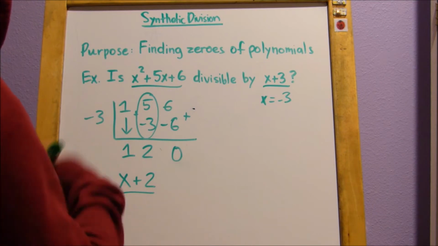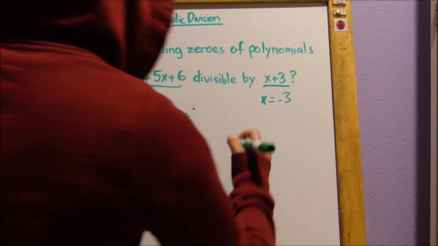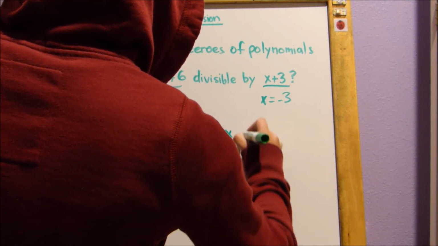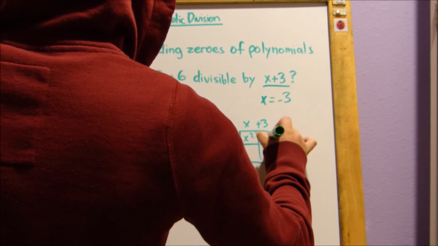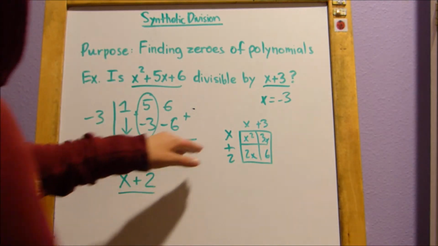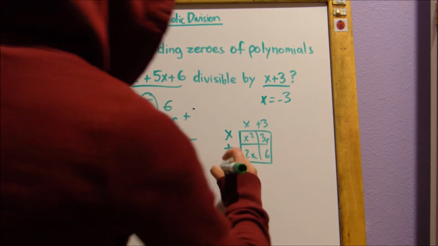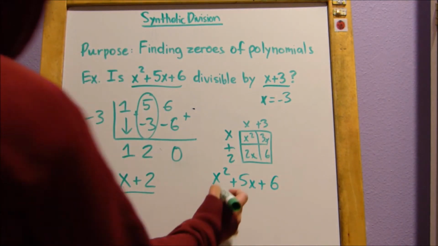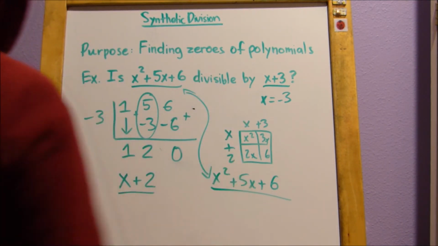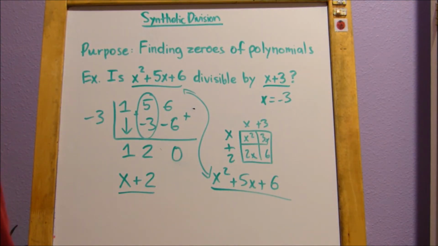So now we can double check to make sure that x squared plus 5x plus 6 really is divisible by x plus 3. So what we do is we set up this little box, x plus 3. So we get x squared, 3x, 2x, 6. Basically what you do is you just multiply this by this, and this by this, this by this, and this by that. And we end up getting x squared plus 5x plus 6. This matches that, so we can firmly say that x squared plus 5x plus 6 is divisible by x plus 3.